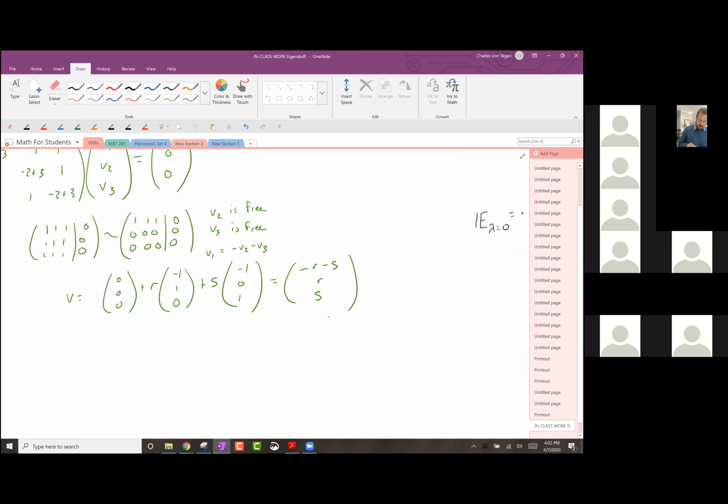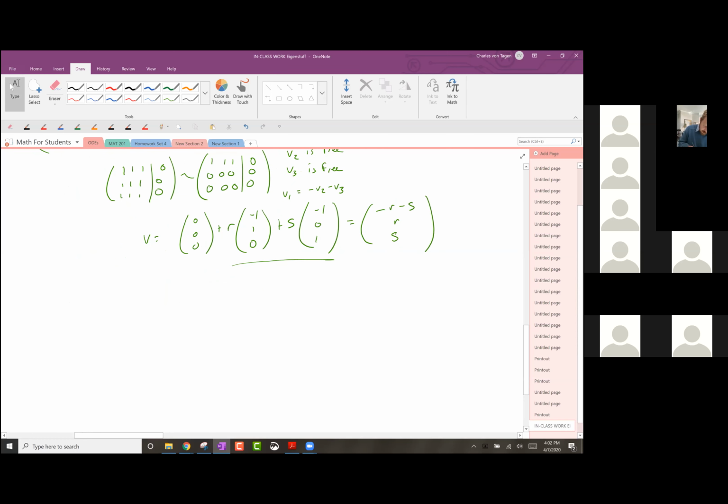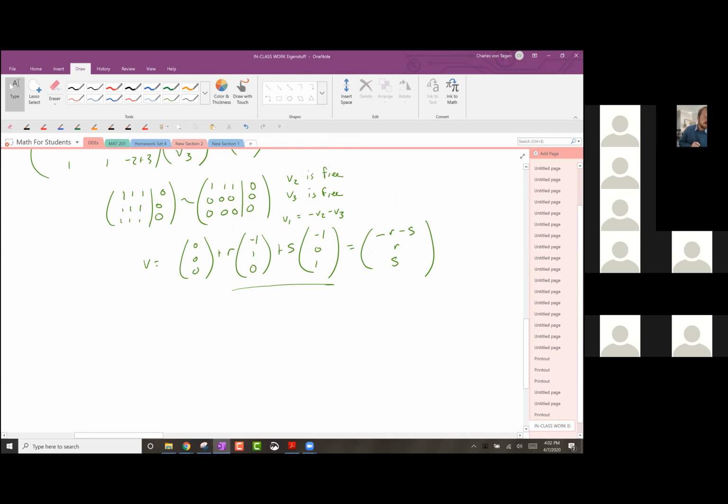So the point is now we can write each one of these in terms of a vector with an arbitrary parameter. In this case, we're going to write our eigenvectors. We're going to have two eigenvectors here. One eigenvector, let's pick 1 for R, so the first eigenvector is minus 1, 1, and 0. And then we pick 1 for S, so our second eigenvector is minus 1, 0, and 1.